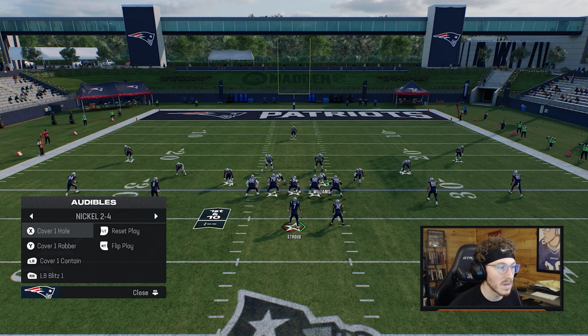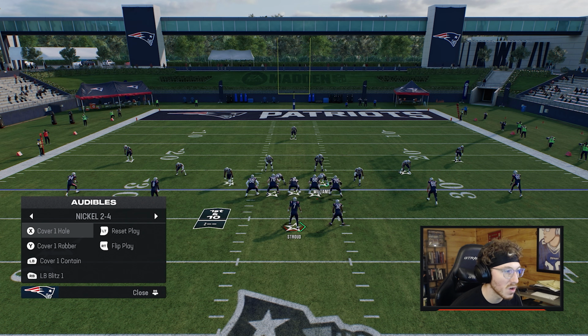Now you may see one that says cover one hole press or cover one robber press. It's going to be the same thing we talk about here in this section, other than obviously the DBs are going to be pressed in those plays automatically, but you could always create a cover one press by just coming out in cover one hole or cover one robber and then just pressing your defense. So we're not going to individually go over the specific ones that say press in the name. We really want to talk about what the difference is between hole, what's the difference between robber, contain, and LB blitz 1.